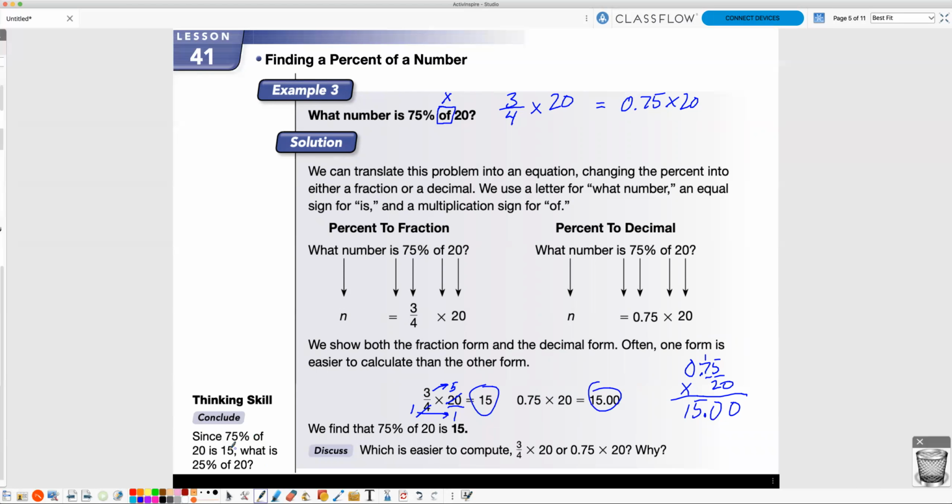So since 75% of 20 is 15, what is 25% of 20? Well, 25% of 20 is just 1/4 of 20. So that'd be the same as 20 divided by 4, which equals 5.